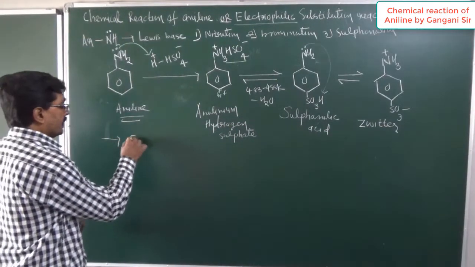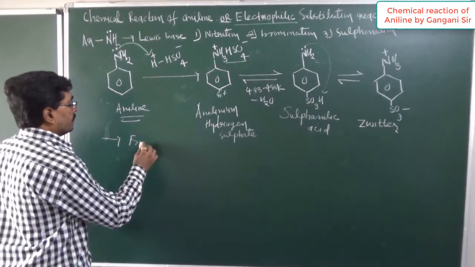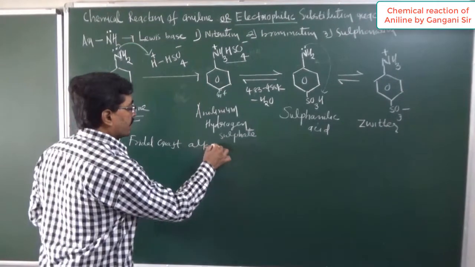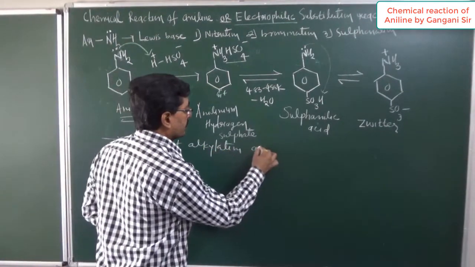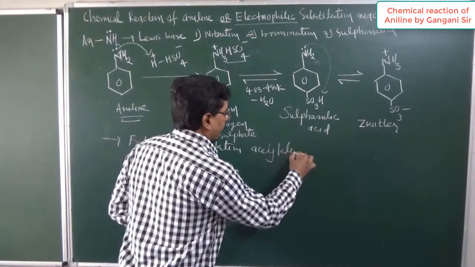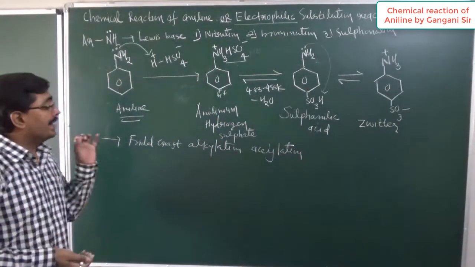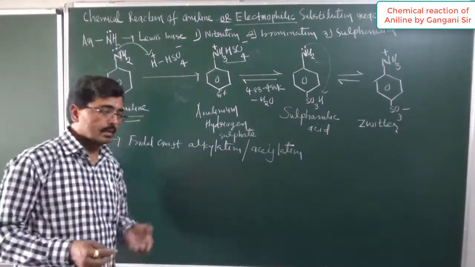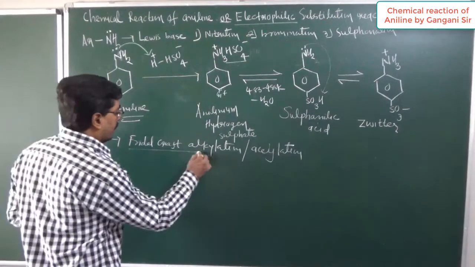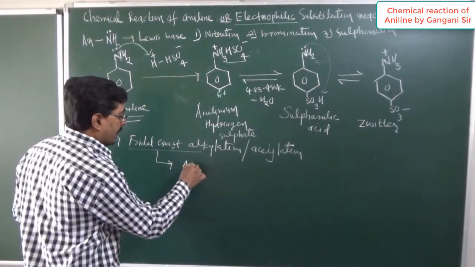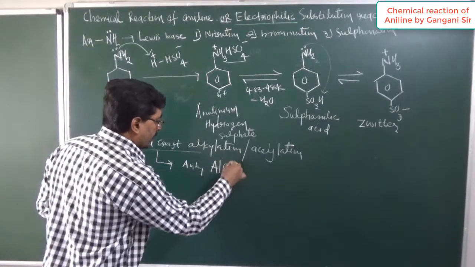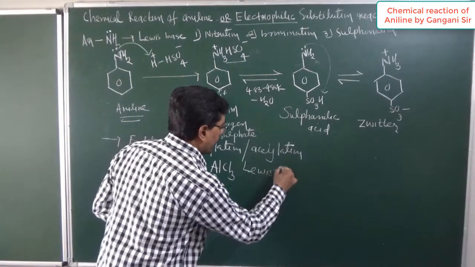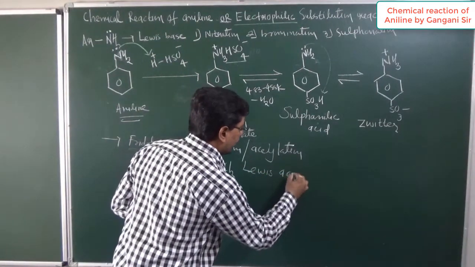So aniline gives us electrophilic substitution reactions, but this amino group does not give us Friedel-Crafts alkylation as well as acylation. Why does it not give Friedel-Crafts alkylation and acylation reactions? In a 1 mark short question, anyone can ask why aniline does not give Friedel-Crafts alkylation as well as acylation. You know very well that in Friedel-Crafts alkylation and acylation reactions, we use anhydrous AlCl3. This anhydrous AlCl3 works as a Lewis acid.